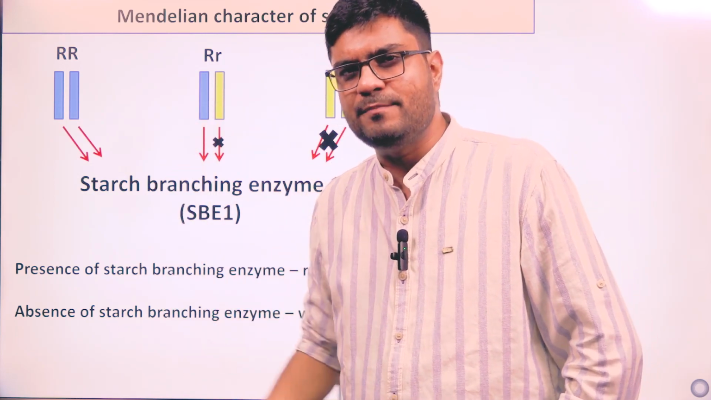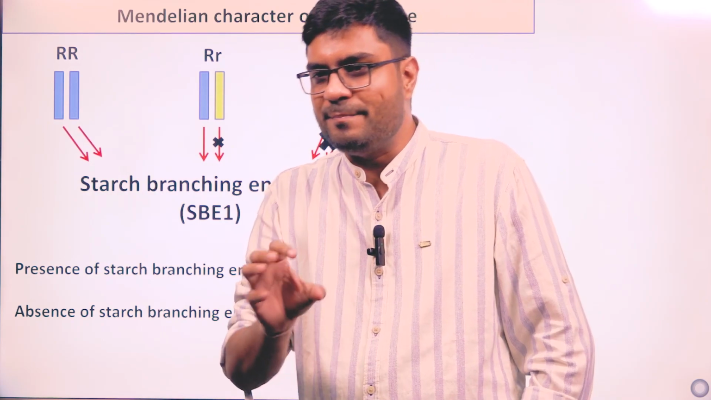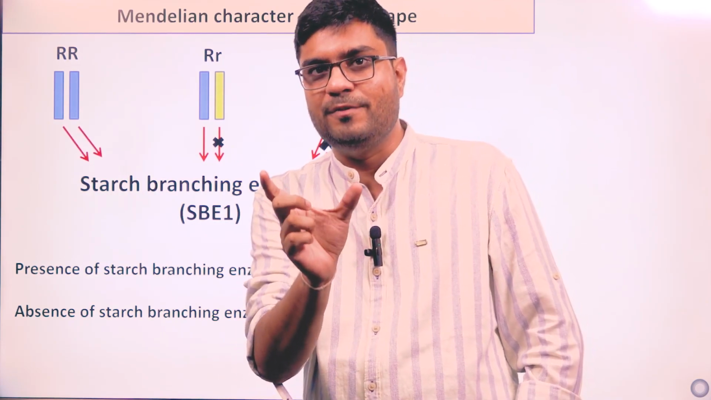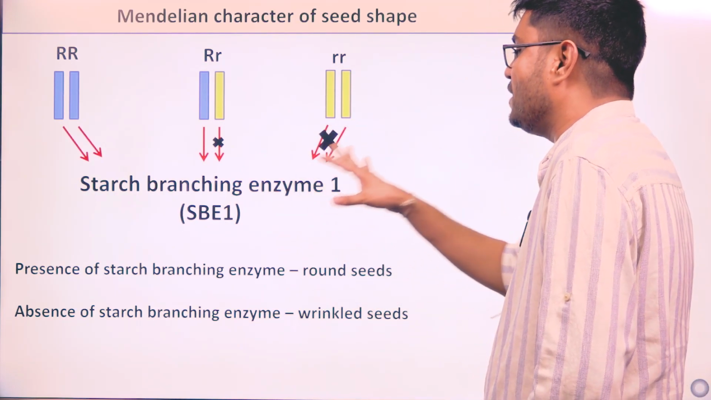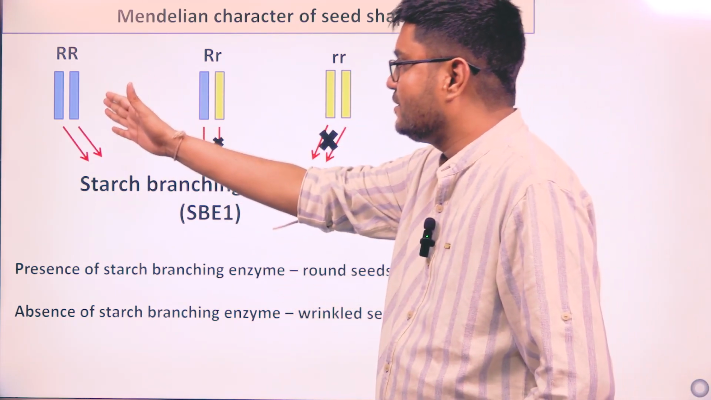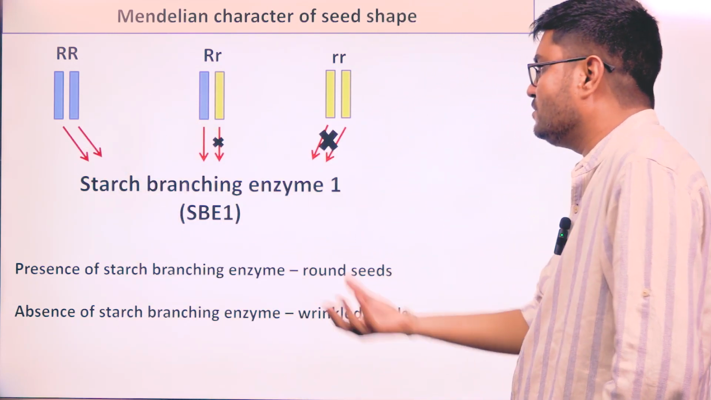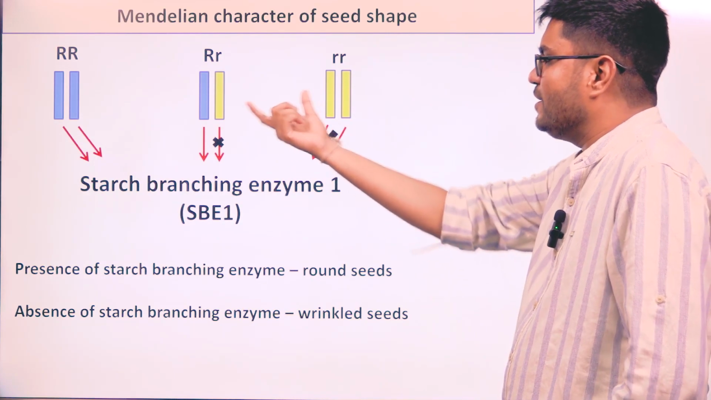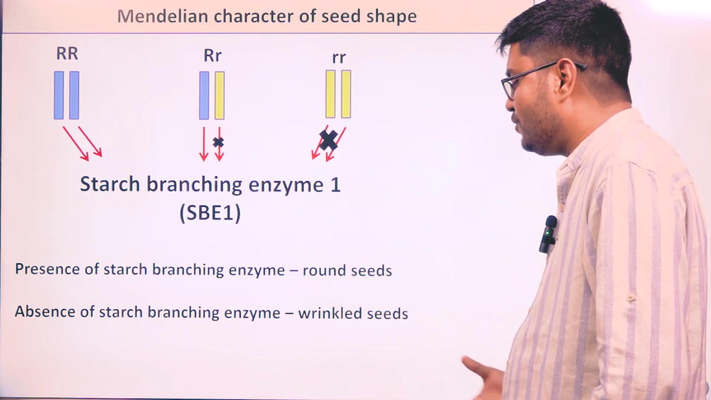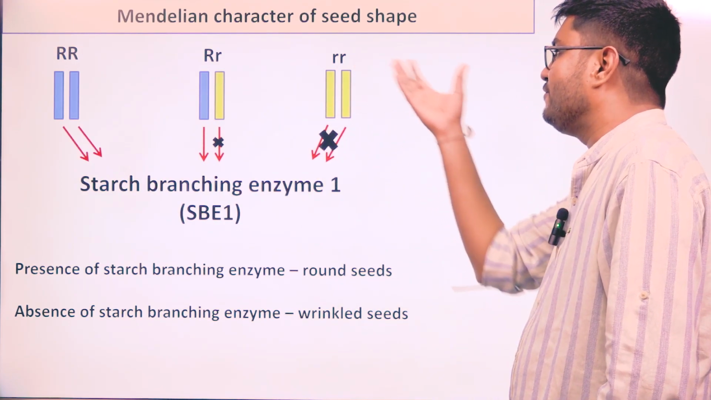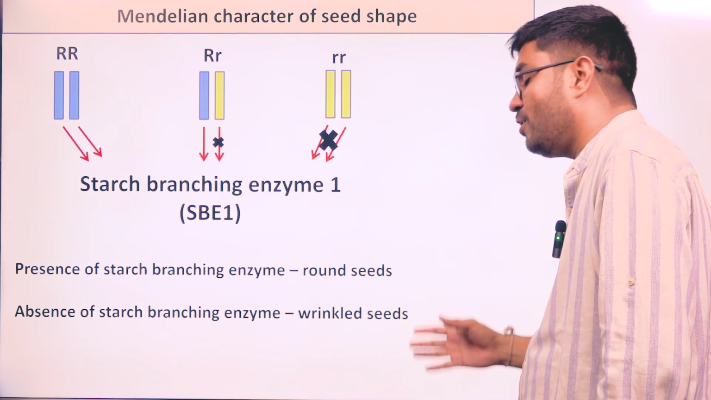100 times, 1000 times, infinite times in our brain, that a phenotype or some character is nothing but the result of a particular protein action. And here the protein is starch branching enzyme. If it is present, generated by both the copies, seeds are round. If it is generated by one copy, seeds are still round because the enzyme is present, and that is enough to make a seed round. And if the enzyme is absent, none of the copies making the enzyme, seeds are what?